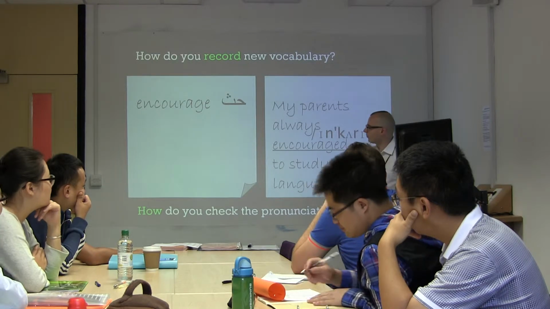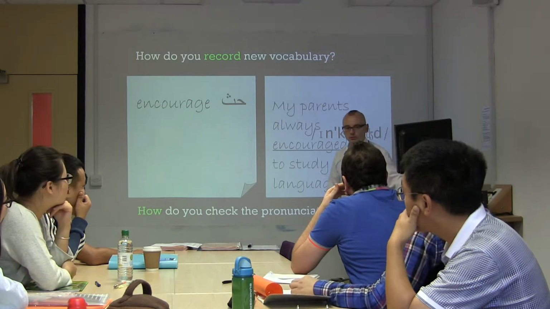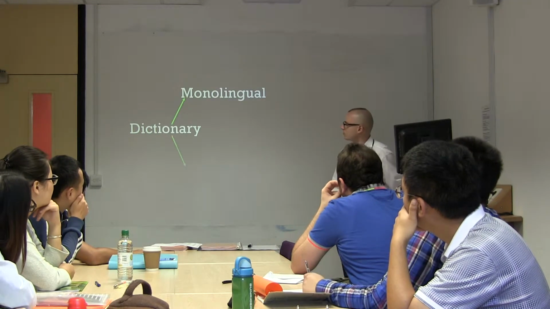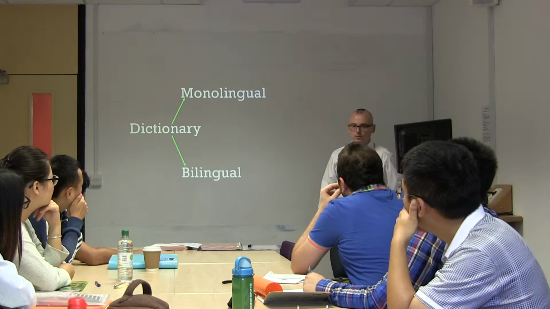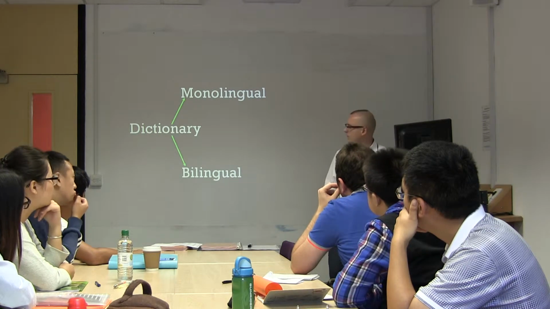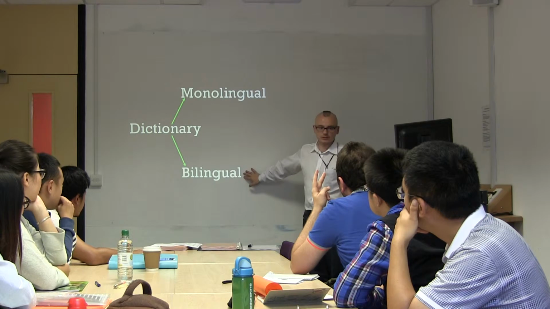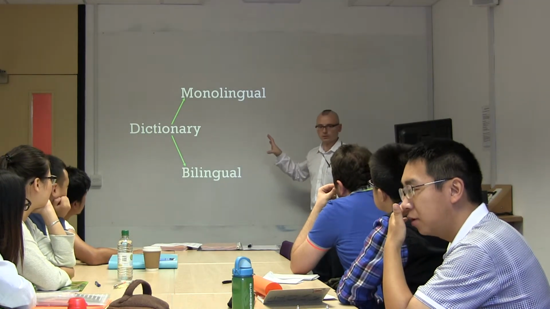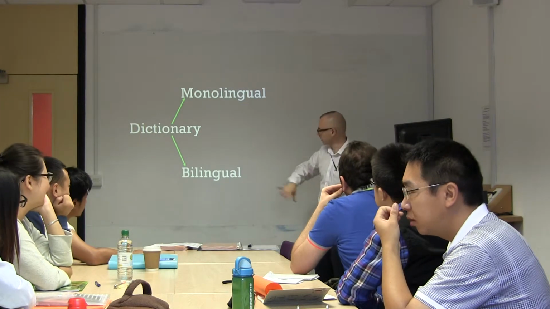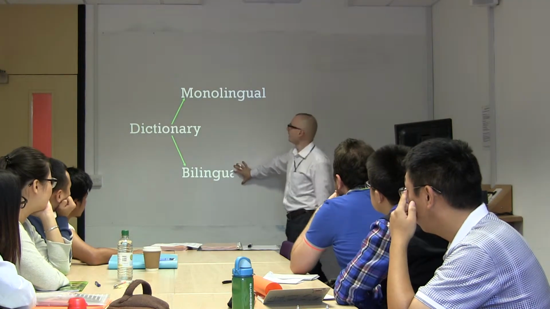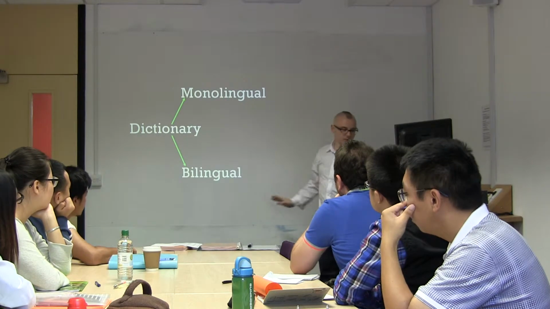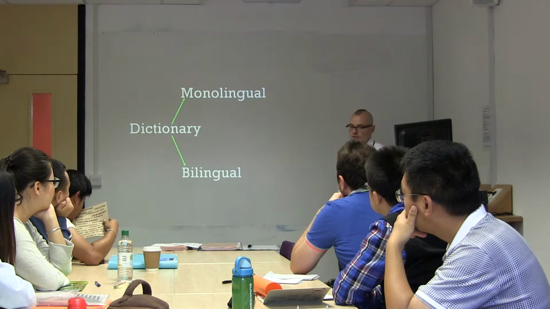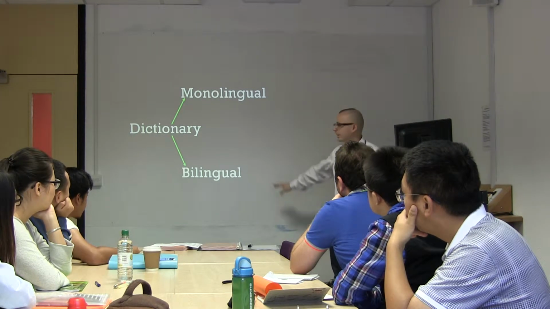Very often people rely on dictionaries, okay? And dictionaries can be divided into two groups, monolingual and bilingual. Do you understand what it means? Bilingual means there are two languages, for example English-Chinese, English-Turkish. That's bilingual. And monolingual is only one language, so English-English. I suspect that most of you are using bilingual dictionaries.